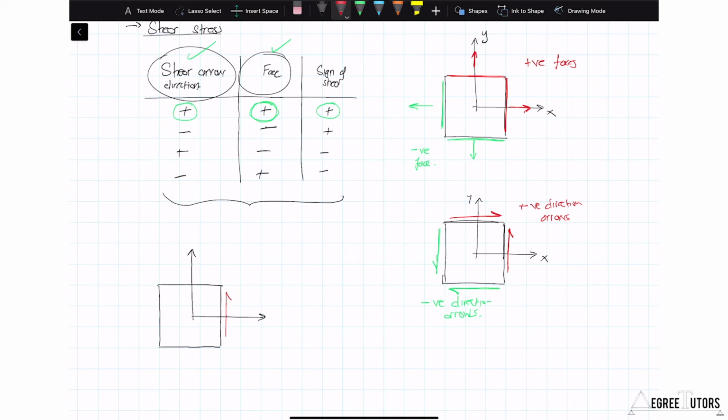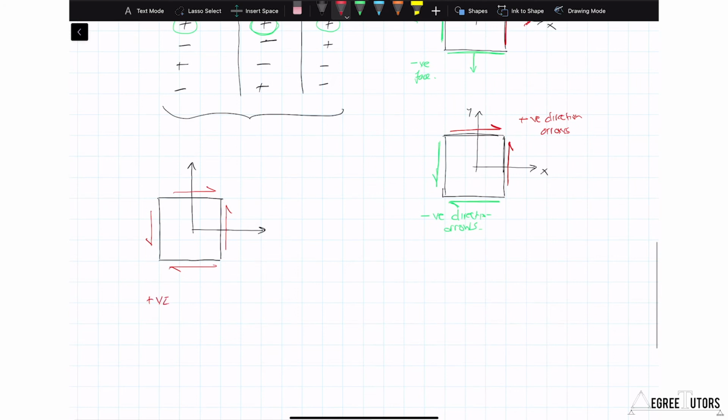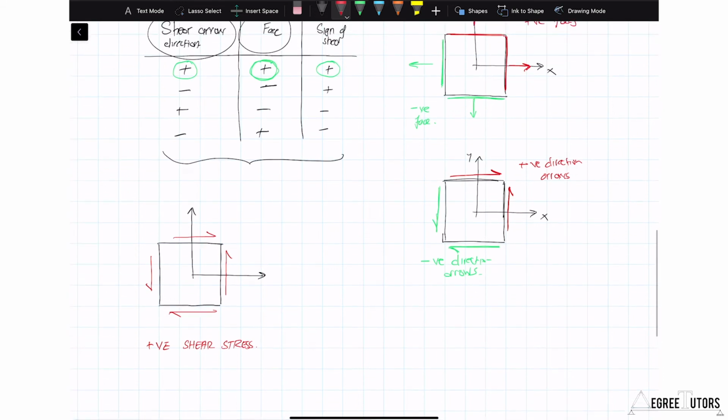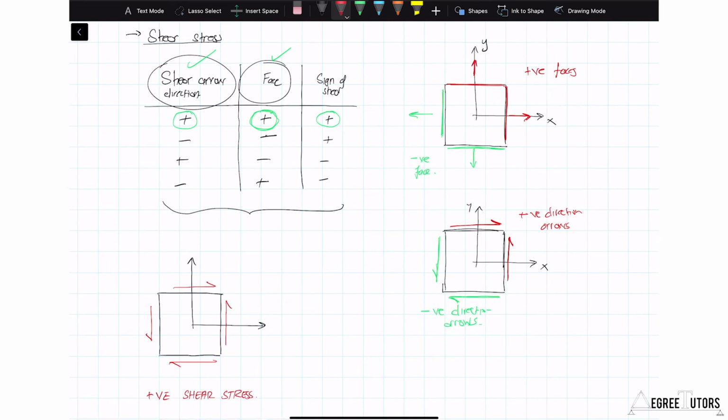Now, because of the rules of complementary shear stresses, if I know the direction of the shear arrow on that face, then I know it must go that way down here, and it must go that way over there. These are positive shear stresses. You can confirm that by looking at any of the other faces. Let's look at the left-hand vertical face. It is a negative face.